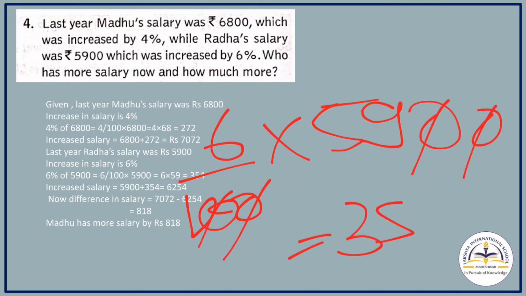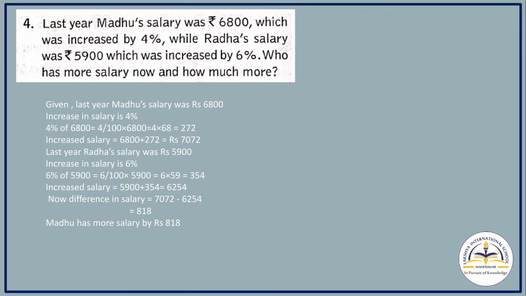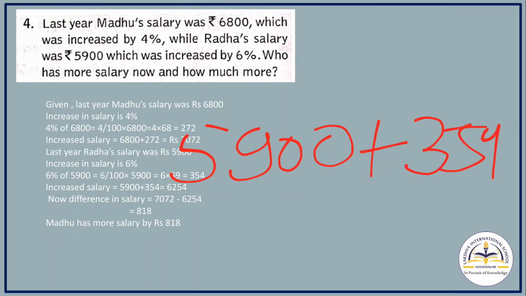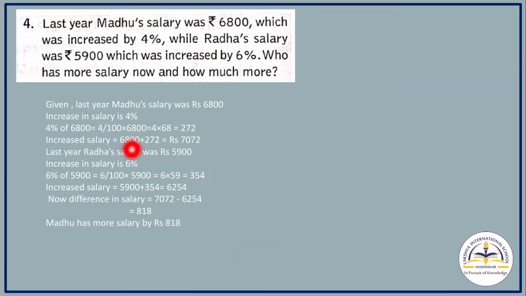You will get 354. So this is the 6% of 5,900. Now we will add 5,900 plus 354. We will get 6,254. Now you can see Madhu's increased salary is 7,072 and the increased salary of Radha is 6,254.